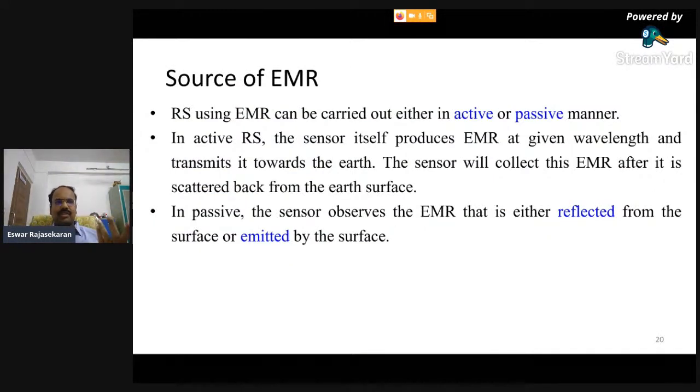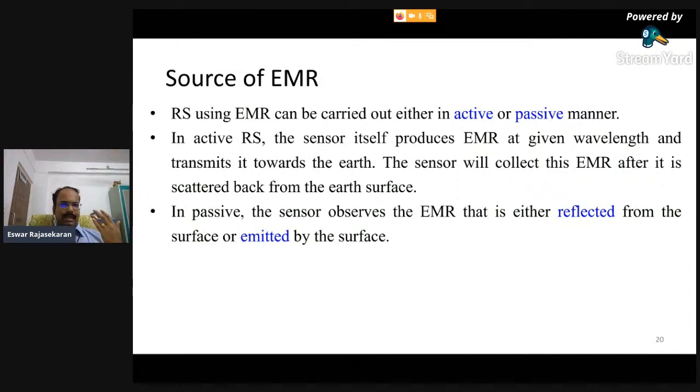What are the prime sources of electromagnetic radiation for our own remote sensing purposes? As I said before, the sun is the primary source. The sun generates different portions of EMR and transmits the energy towards the Earth's surface. The energy interacts with the Earth and goes back to space. The sun is one source. And as I said again before, all the objects on the Earth's surface will be continuously emitting EMR due to their own temperature. So even we ourselves are a source of EMR.